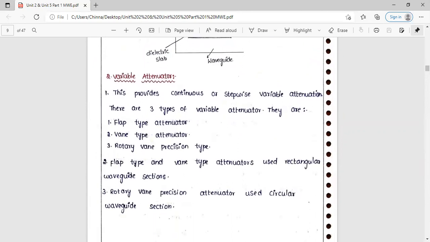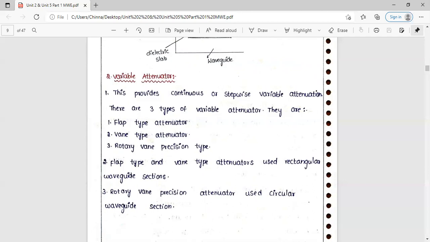Here the name represents variable, which means continuous. It provides continuous or stepwise variable attenuation, according to whatever the user requires. We have three types of variable attenuators: the flap type attenuator, the vane attenuator, and the rotary vane precision type attenuator.